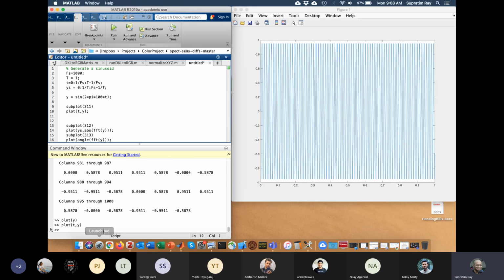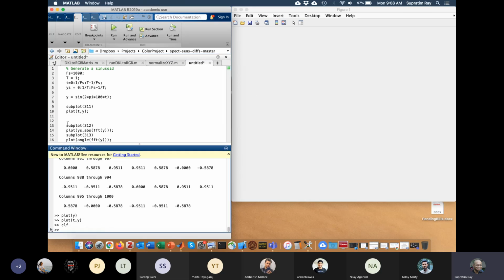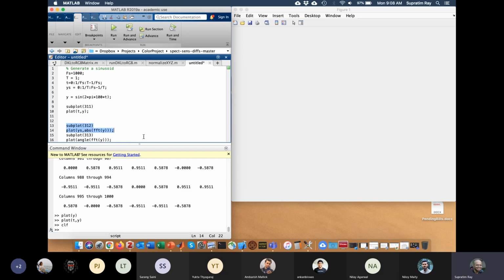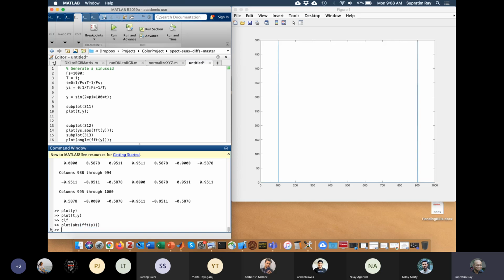Okay, and here I'm going to plot, let me just plot the absolute value first. Plot abs FFT y. So this is how it looks. There seems to be a peak at around 100, where it's actually at 101. You can put your cursor there and see x equals 101.